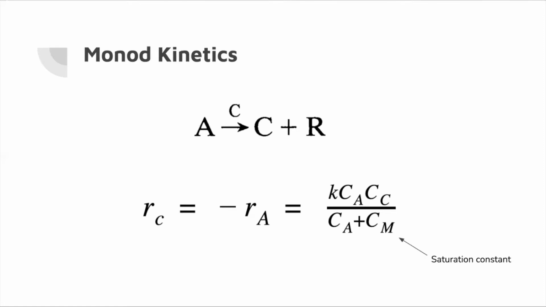In the rate equation for Monod kinetics, the setup is very similar to Michaelis-Menten. The main difference, however, is that we use a Monod constant instead of the Michaelis-Menten constant. The Monod constant refers to a substrate saturation constant, which is defined by the concentration of A, where the cells reproduce at half of their maximum rate.